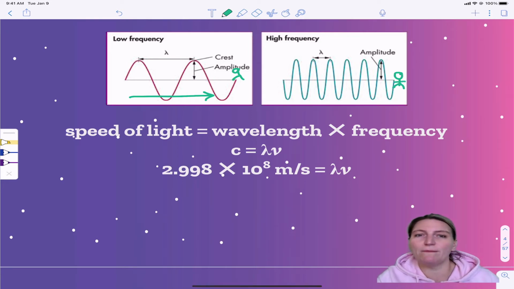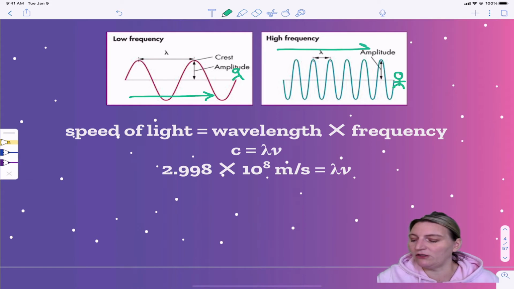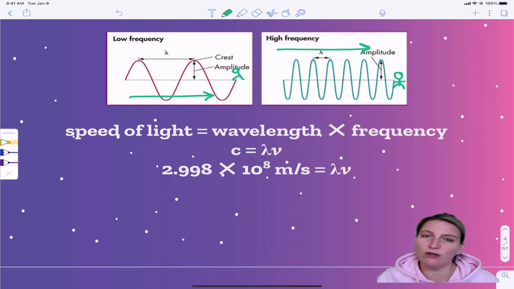If the wave is moving towards the right, now that the wavelength is shorter, there's going to be a greater number of waves passing per second, so the frequency would be higher. This can be mathematically represented by the formula speed of light equals wavelength times frequency.